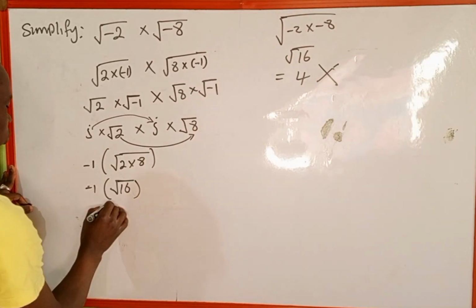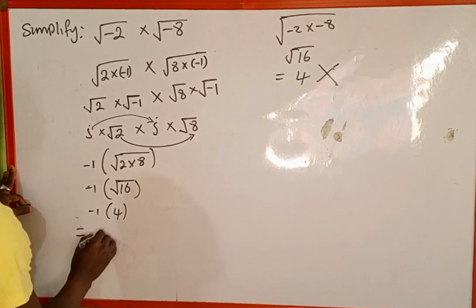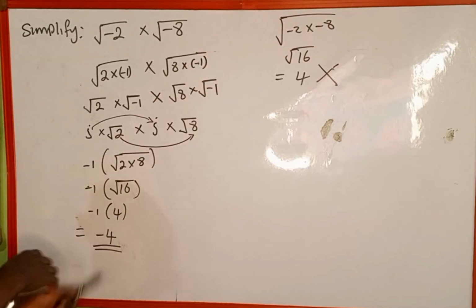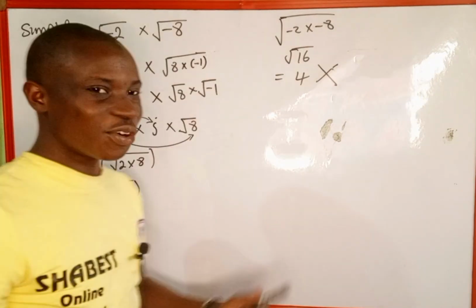And when you take the square root of 16, it's going to give us 4. So -1 multiplied by 4 is going to give us -4. So the answer to this question is -4. But if you press calculator, it's going to give you undefined.